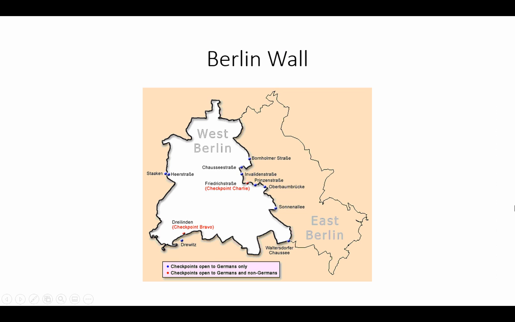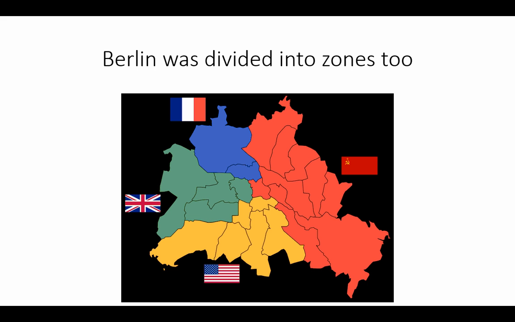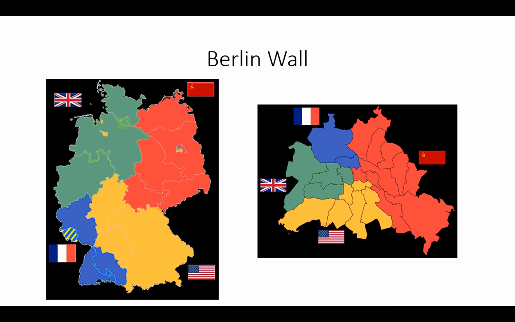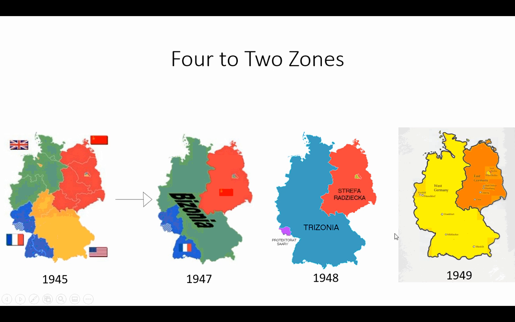Okay, now let's talk about the Berlin Wall. This was a time of heightened tensions as well. As you know, Berlin was divided into zones, and the Berlin Wall was eventually built along this border right here, between the west and the east of Berlin.